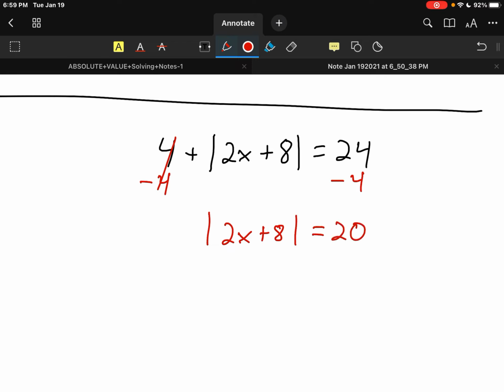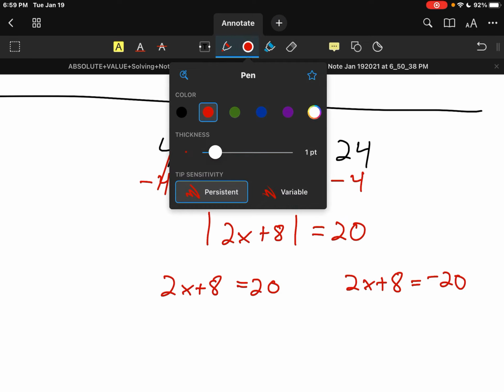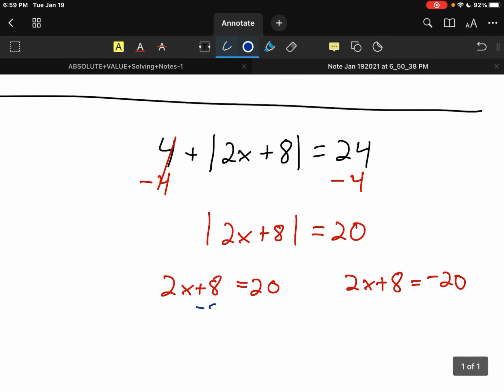So now I have my absolute value bars on their own, and I can make two equations. The 2x plus 8 could equal 20, or it can also equal negative 20. Remember, anything inside absolute value bars could be positive or negative, because they're both going to turn into positive. Then I solve like normal. I'm going to subtract 8, my bad, because it's adding, so I'm going to do the opposite.